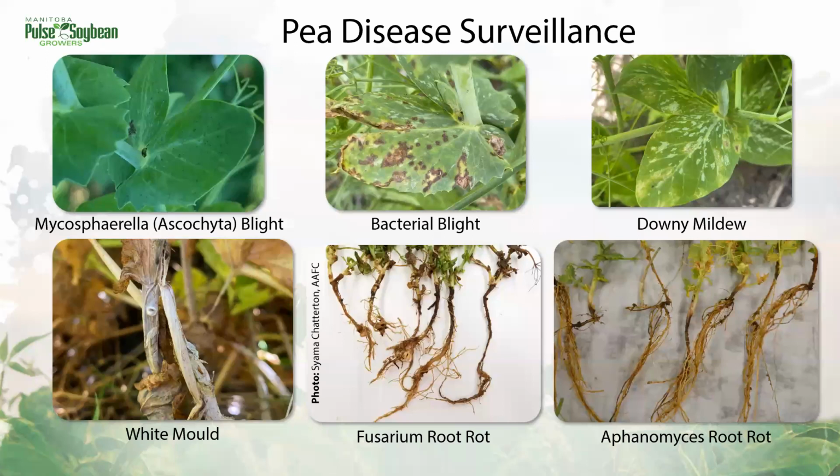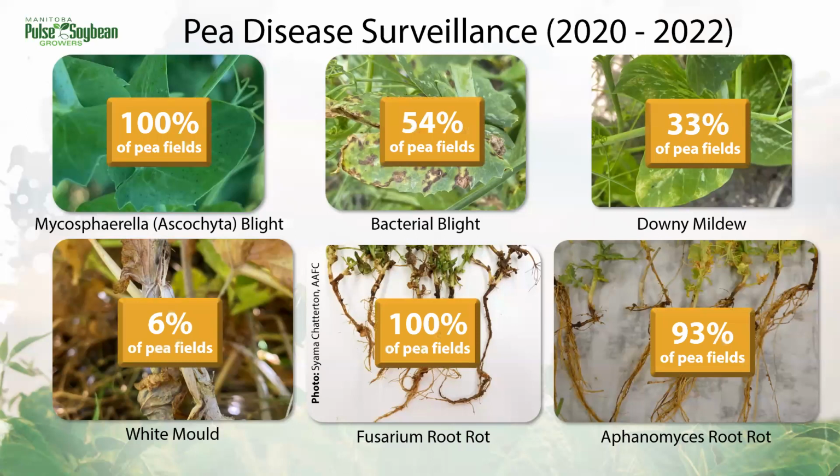Annually, pea fields are surveyed for diseases in Manitoba, and in addition to those four foliar diseases that we just talked about, we'll also commonly see Fusarium root rots and Aphanomyces root rots in this survey. In terms of how common these diseases are in Manitoba, here are the average percent of pea fields infected with these diseases over the last 3 years. We do find some level of Mycosphaerella infection in every pea field every year. Those disease spores are carried by wind over long distances, so we see some level of infection every year. It's the timing of that infection that's quite important.